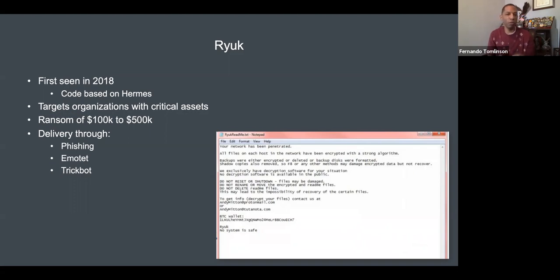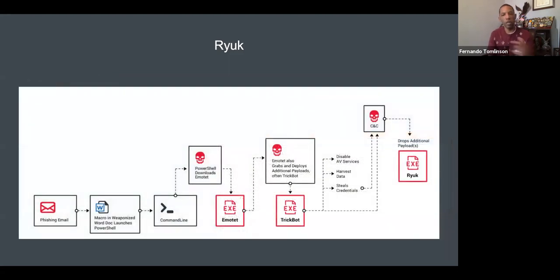So very criminal focused, very criminal in nature. And this actually kind of depicts that. Phishing email, some form of office document. PowerShell is going to go out, of course, download Emotet. Emotet is a stage 1 downloader. It is then going to do a number of things, but largely is going to grab TrickBot.